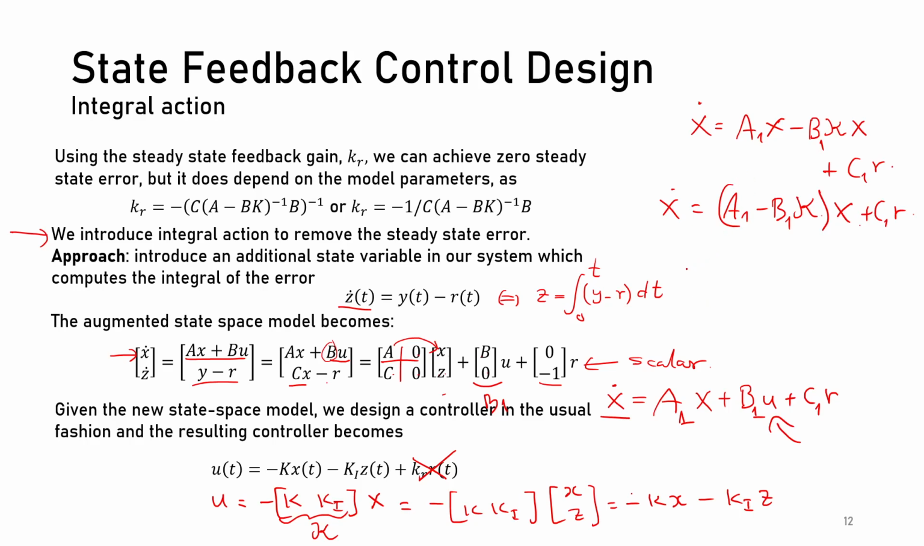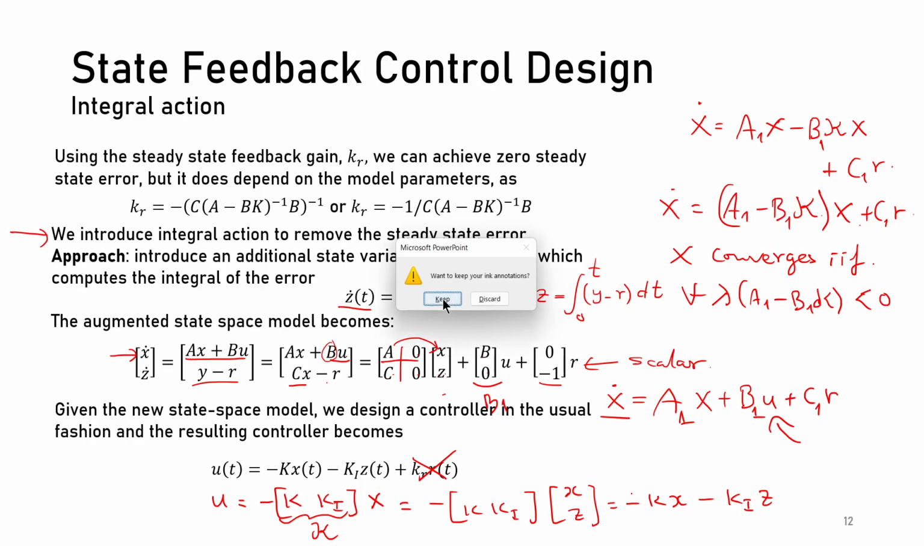Then we set the condition such that h converges, right? So h converges if and only if all eigenvalues of A1 minus B1 K are negative, right? Just the same as before. So we follow the same process. Actually, we can design for K calligraph.